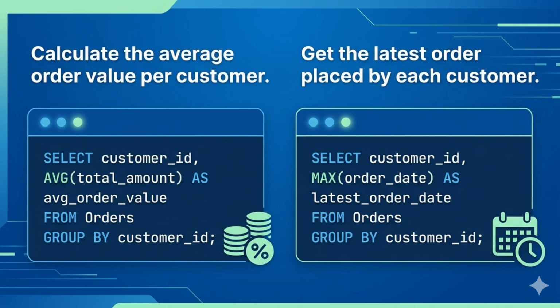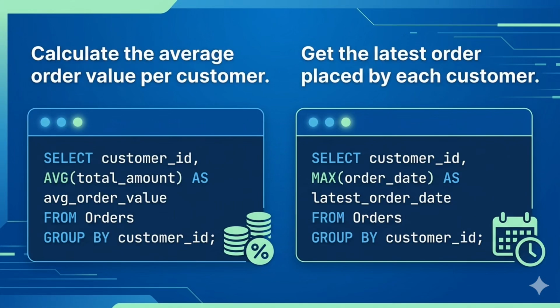Question 8. How do you get the latest order placed by each customer? This is a common question for tracking customer activity. SQL. Select customer ID, max order date as latest order date from orders, group by customer ID.